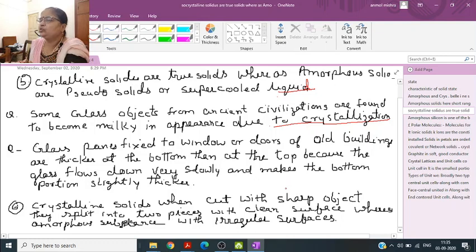So these two properties you can see in old buildings, like forts and so on, where you can go and observe them.